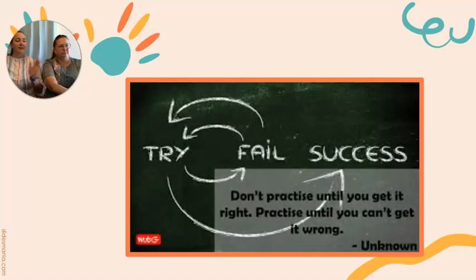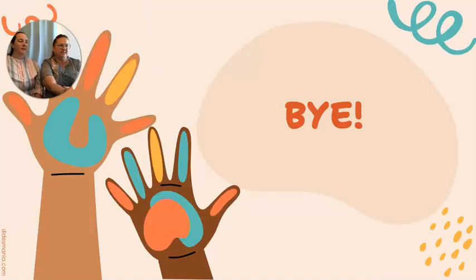So, here's our quote today. Don't practice until you get it right. Practice until you get it wrong. It was unknown, but basically, try, fail, try, succeed, right? It's kind of like the engineering method or the scientific method or whichever one of those things you're using. Try, fail, try, succeed. Again, your brain's going to spark and grow when you make those mistakes.